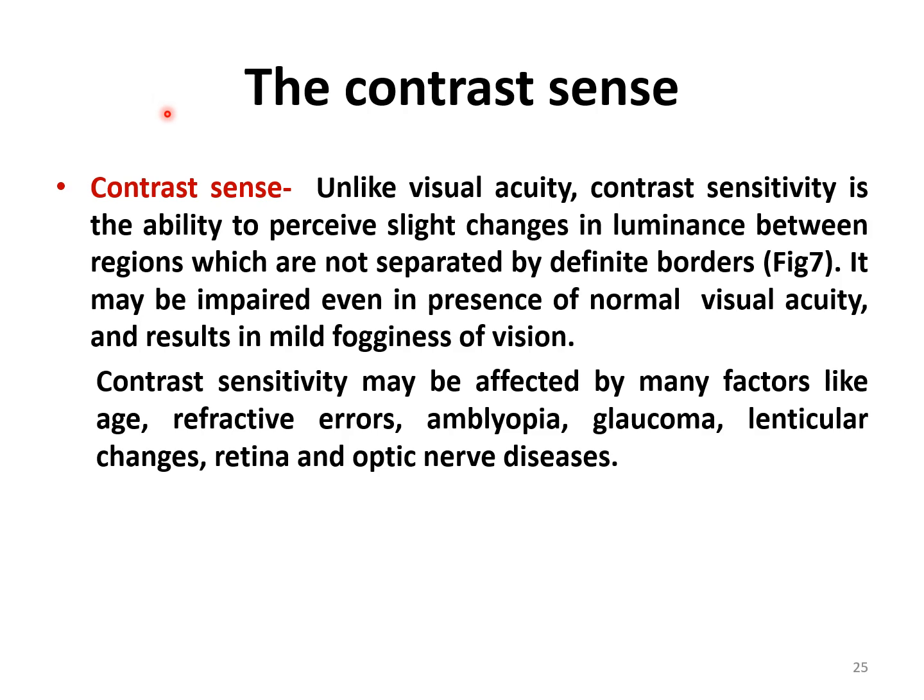Unlike visual acuity, contrast sensitivity is the ability to perceive slight changes in luminance between regions which are not separated by definite borders, as shown in figure 7. It may be impaired even in the presence of normal visual acuity and results in mild fogginess of vision. Contrast sensitivity may be affected by many factors like age, refractive errors, amblyopia, glaucoma, lenticular changes, retina and optic nerve diseases.